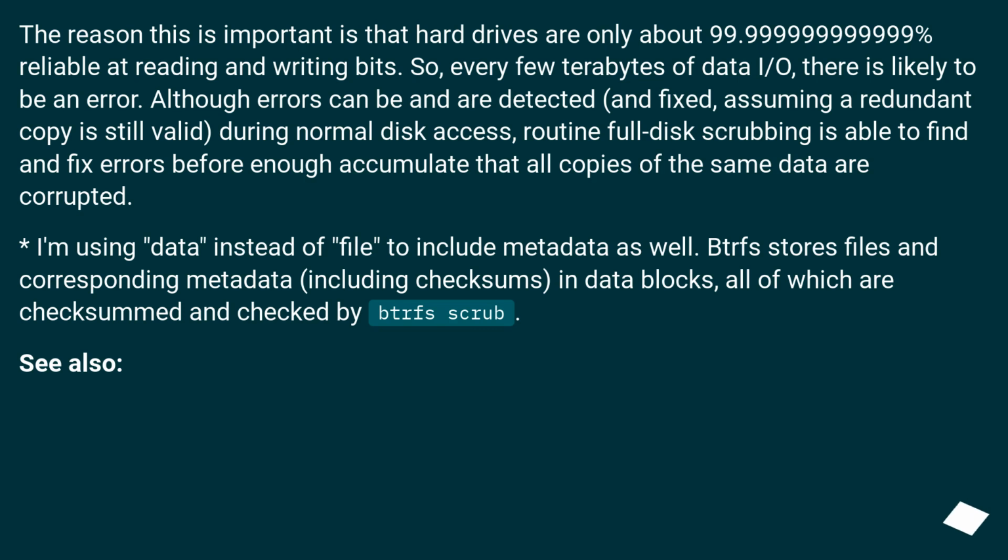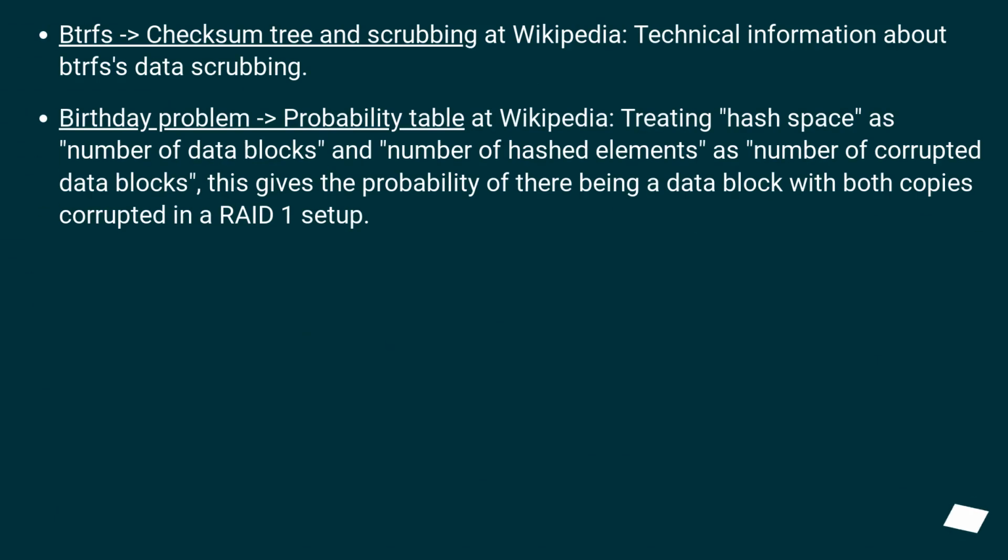See also: btrfs on Wikipedia, checksum tree and scrubbing, technical information about btrfs's data scrubbing. Birthday problem on Wikipedia, probability table, treating hash space as number of data blocks and number of hashed elements as number of corrupted data blocks. This gives the probability of there being a data block with both copies corrupted in a RAID 1 setup.